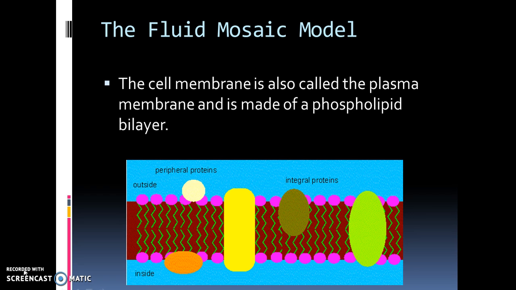So the cell membrane is known as the fluid mosaic model. Now, the cell membrane is also called a plasma membrane and is made of a phospholipid bilayer. Bilayer means two. There's one layer up here, and there's one layer down here. One, two. Phospholipid bilayer.